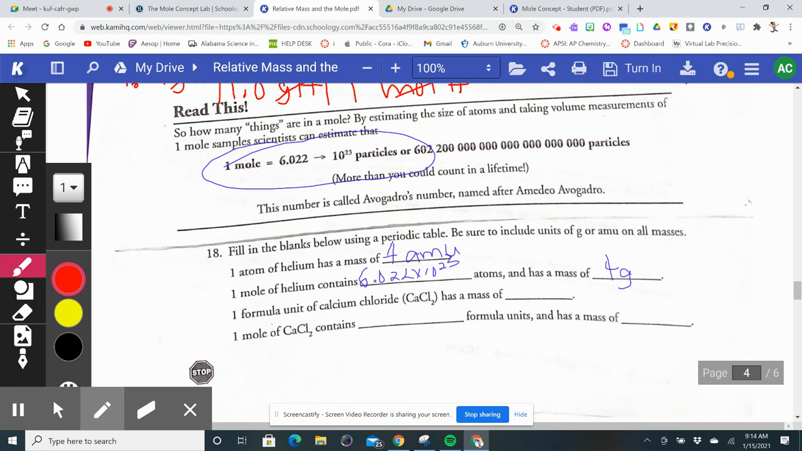A formula unit of calcium chloride has a mass of... Oh, you have to add them all up. So you have to look up the mass of calcium, which is 40, I believe. Yes. There are two chlorines, those are 35 apiece. So we're looking at 40 plus 70, which is 110. Now we're talking about a formula unit, so are we talking about grams or atomic mass units? Atomic mass units.